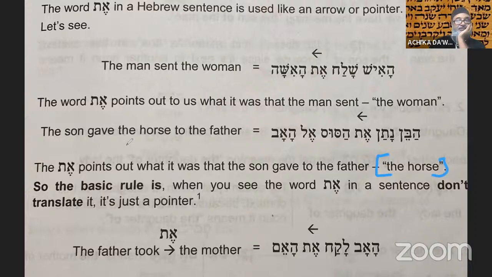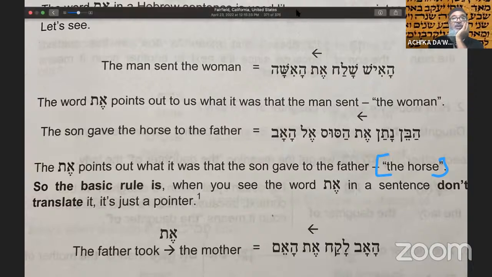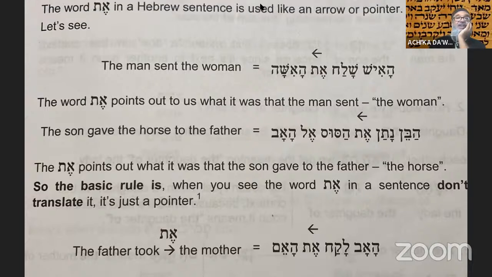Okay. So the basic rule is when you see the word eth in a sentence, don't translate it. It's just a pointer. And this is where, when we were Christians, we were like, oh, he says, I'm the Aleph Tav. He never said he was the Aleph Tav, when we talked about JC, he's the Aleph Tav. He's the beginning and the end. No, it doesn't mean that. We were spiritualizing this. Okay.